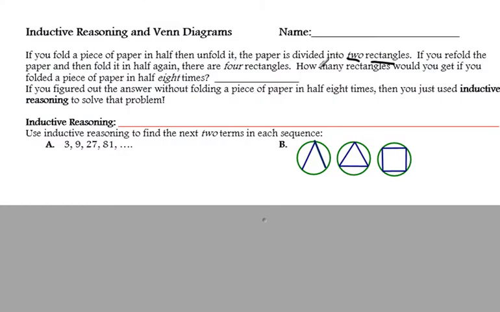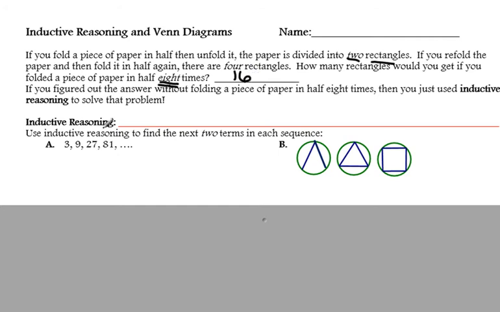And if we keep going, we could figure out how many rectangles we would get if we folded a piece of paper in half 8 times. Well, if you can figure out the answer to how many rectangles we'll get after folding 8 times, then you've done what's called inductive reasoning. So one fold is 2 rectangles, two folds 4 rectangles, so every fold we have twice as many rectangles. So after 8 times, we should have 16 total rectangles formed.